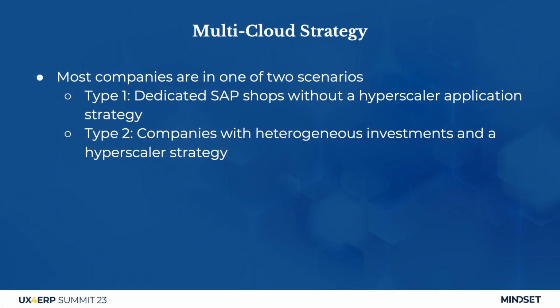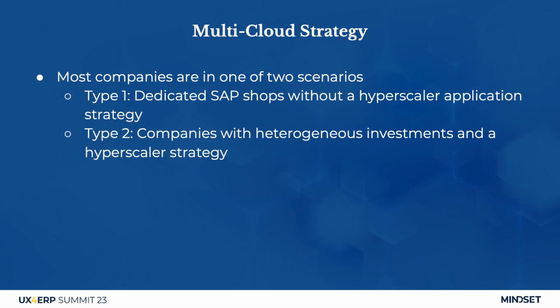Okay. Let's talk a little bit about multi-cloud strategy. I think this is something really important to think about. Most companies are going to fall into one of two categories when it comes to multi-cloud. There are going to be companies where things are very simple. Companies where you're just an SAP shop. You don't really use a hyperscaler for application build right now. Maybe you host your SAP systems on AWS or something like that, but you're not using AWS services for building apps. You build your apps on SAP.